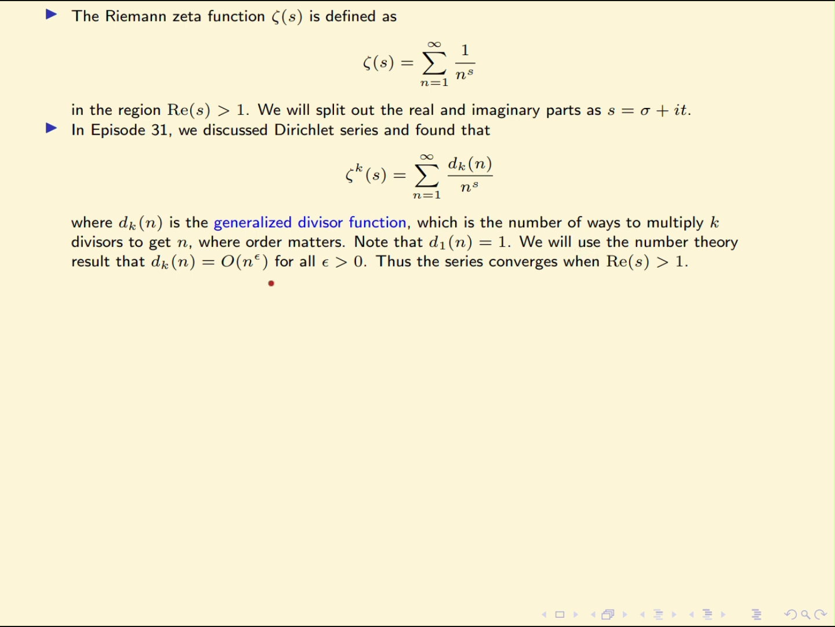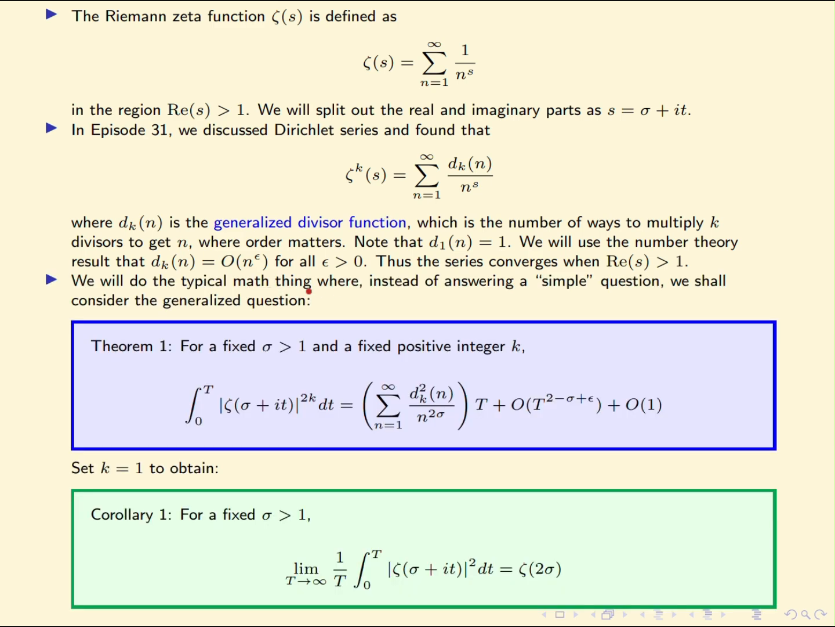But we will use the number theory result that for any k, d sub k of n is big O of n to the epsilon for all epsilon greater than 0. And in particular, for the first theorem we're going to prove, we're going to use the generalized d sub k of n, so zeta to the kth power. But then in the harder results, we're only going to focus on the first power of zeta, or the second power of zeta, not the general power of zeta.